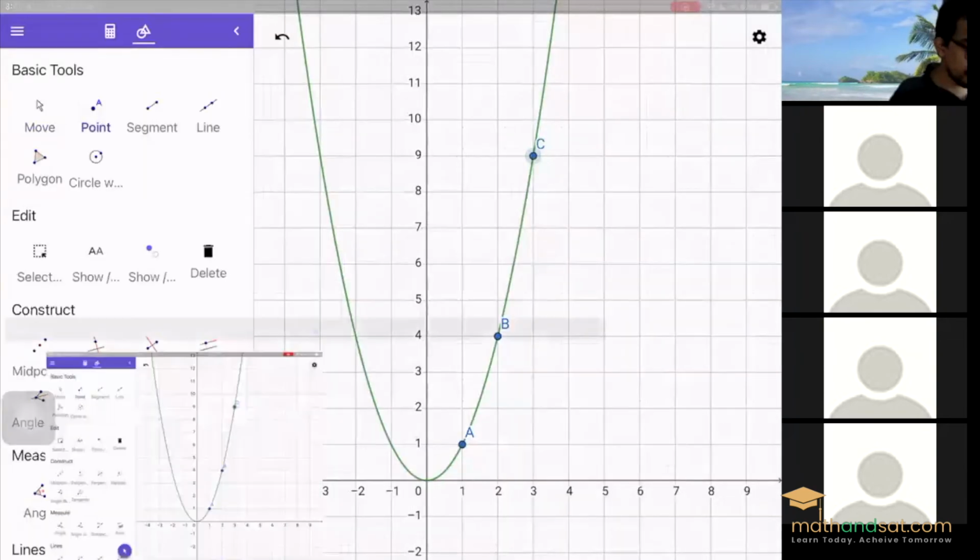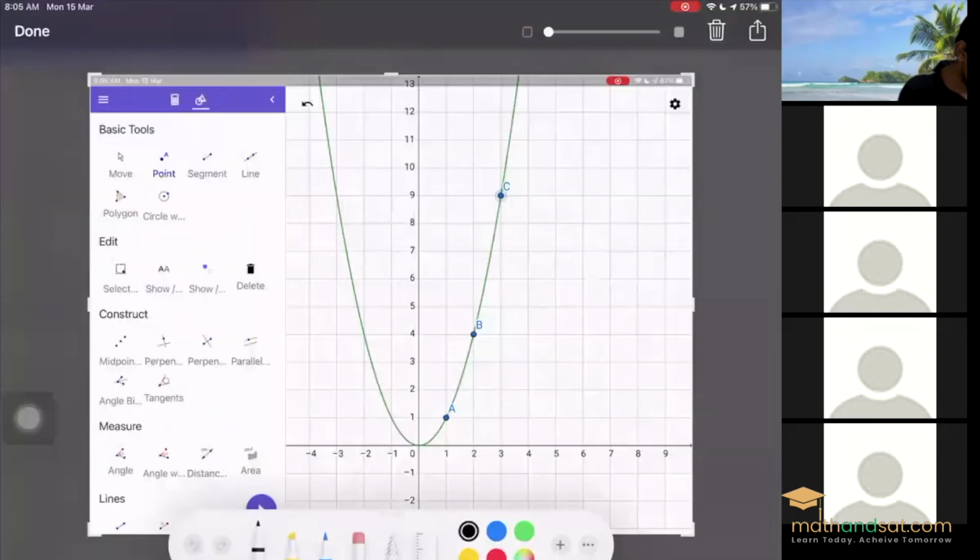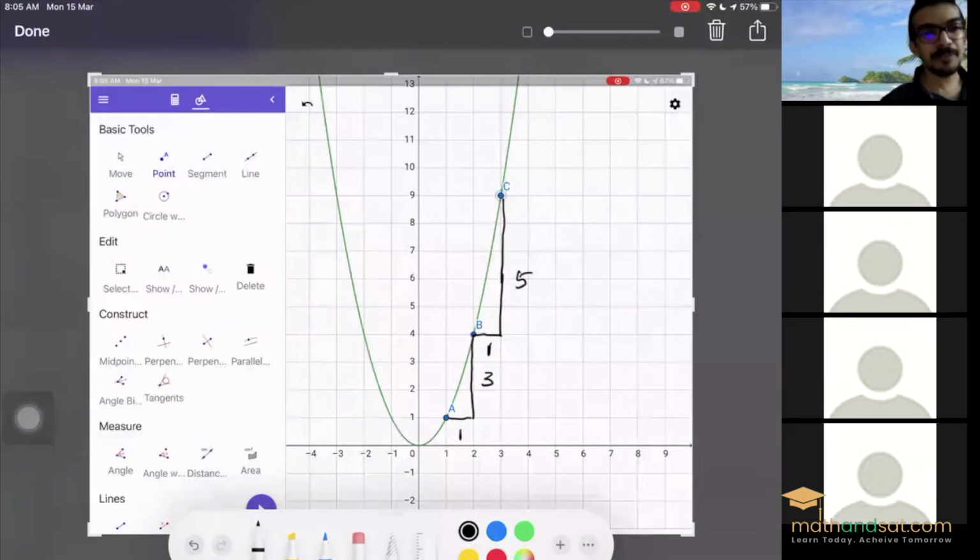Now, when going from A to B, this is 1 and it is 3 here. But when going from B to C, if this is 1, this is 5. See this? They're different, right? So this is not a linear function and this is not a straight line. Clear? Okay.